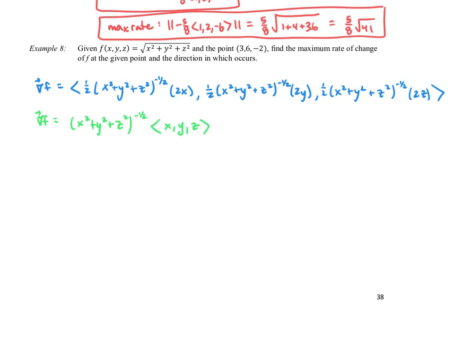All right, let's take a look at the gradient at our point. So we have the gradient of f at 3, 6, negative 2. In our factor there, we have x squared plus y squared plus z squared. So that gives us 9 plus 36 plus 4, which is going to be 49 to the negative 1/2. And then, of course, the vector is exactly the same as the point because each of the values connect to x, y, and z. So this gives us 1/7 and then 3, 6, negative 2. And that's going to be our direction.